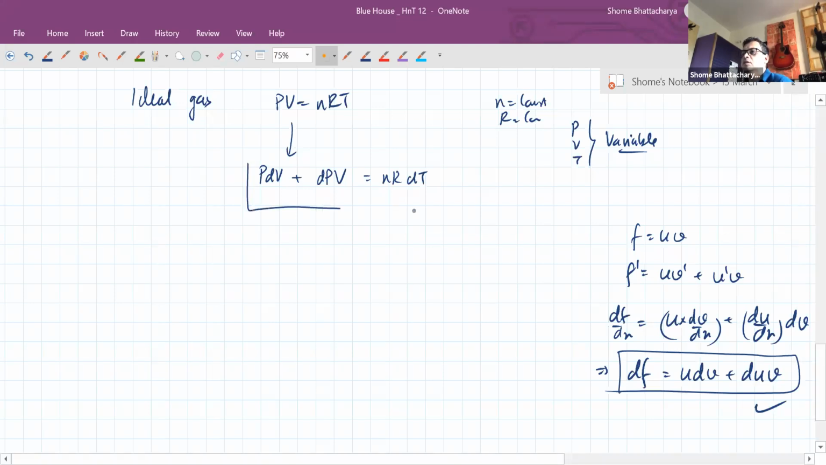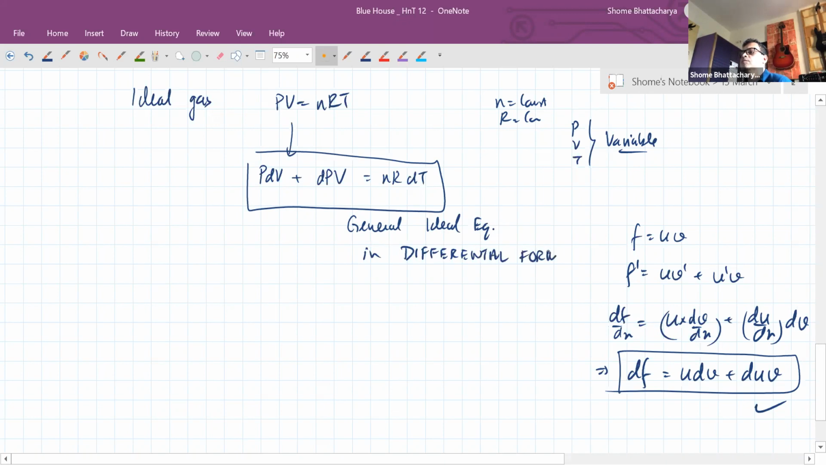Okay, yeah, got it. So this is the general relation. This is the general ideal gas equation, in differential form. This is in differential equation form, whereas this is the original form of the ideal gas equation.